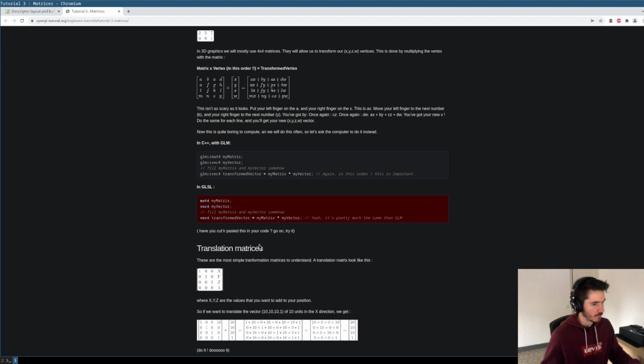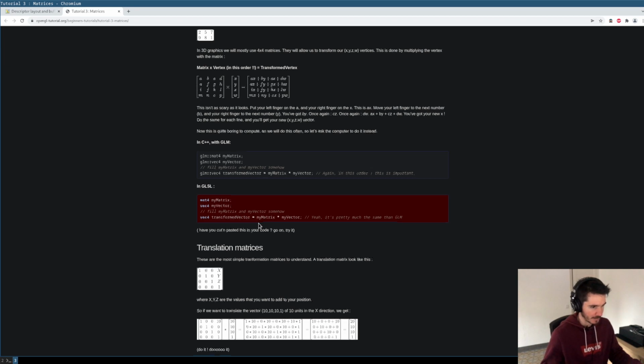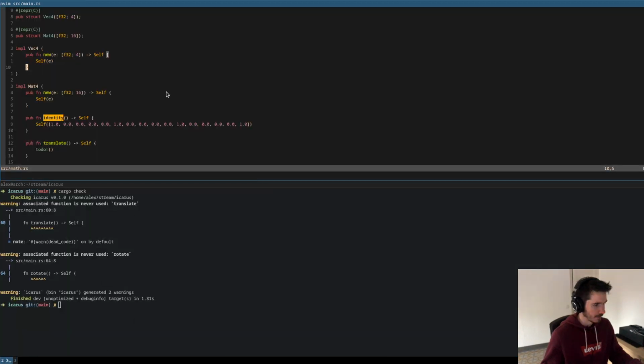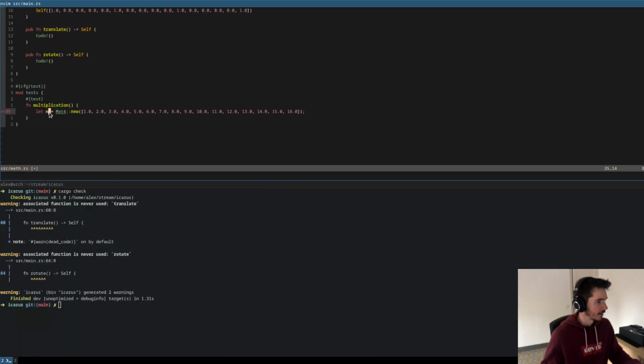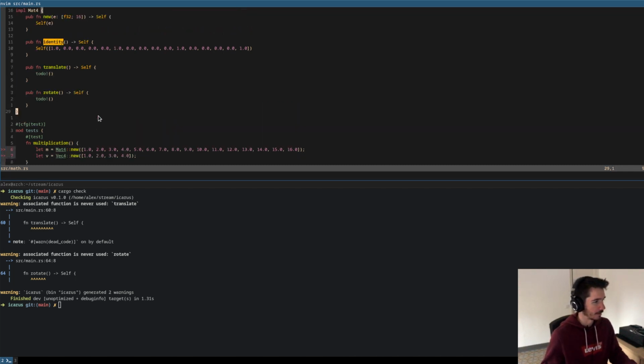Now we want to sort of multiply the matrix and the vector. Let me add in here: let v is equal to vec4 new. What are we gonna have here? Maybe 1, 2, 3, 4. Maybe it's too simplistic of an example, but I think that's okay.